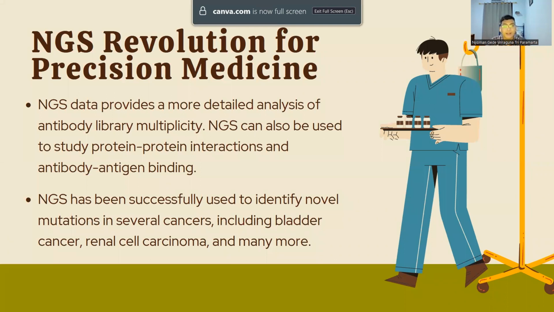Hello, my name is Nyoman Gede Wiraguna Paramartha, and my last three-digit number is 180. And I'm going to talk about NGS revolution for precision medicine. So NGS, or next-gen sequencing data, provides a more detailed analysis of antibody library multiplicity. NGS can also be used to study protein-protein interactions and antibody-antigen binding. NGS has been successfully used to identify novel mutations in severe cancers, including bladder cancer, renal cell carcinoma, and many more. So that's it from me. Thank you.